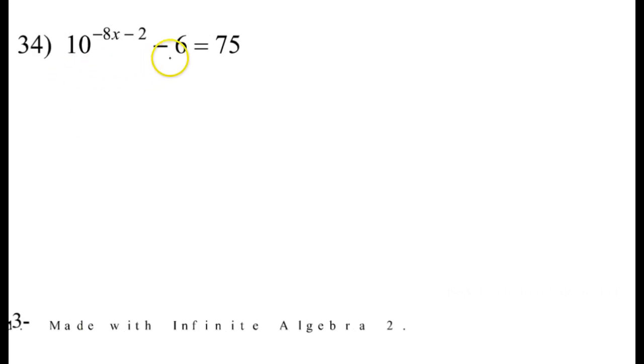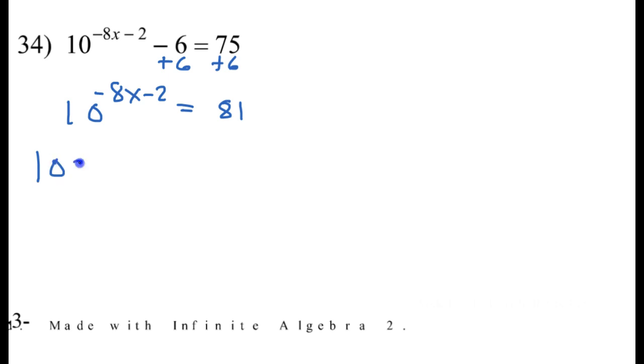Problem number 34. To solve this, we will first do our algebra 1 steps. So I'm going to definitely add 6 to both sides. So that will give me 10 to the negative 8x minus 2 power is equal to 81. Well, that's all the algebra 1 I can do. So now it's time to rewrite this in the other form.